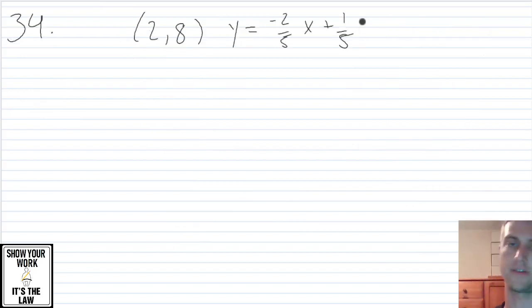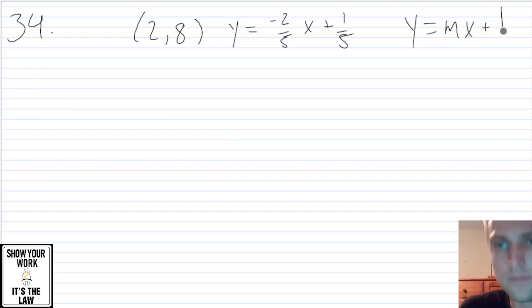All right, 33 through 36. It's very important that you understand how to do problems like these. Same thing as 13 through 16, just with perpendicular lines. So we want to find a line, and we know we're going to use y equals mx plus b, that passes through this point and is perpendicular to this line.